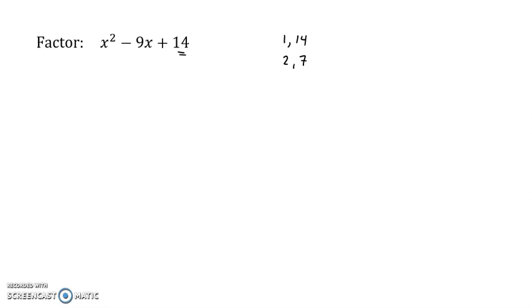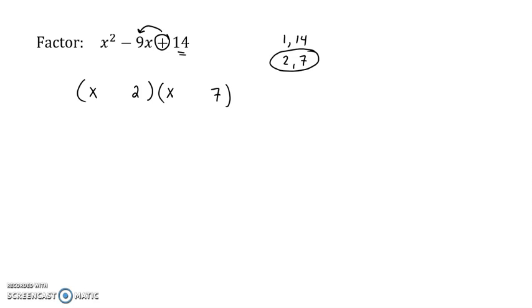Make sure you make the entire list of factors that multiply together to give you 14. And we're going to select the option that's going to add up to 9, which in this case would be the 2 and the 7. So when we go to factor this, we're going to create 2 sets of parentheses. We can go ahead and put x in the first slot. We'll put our 2 and 7 in the second slot for each of those.